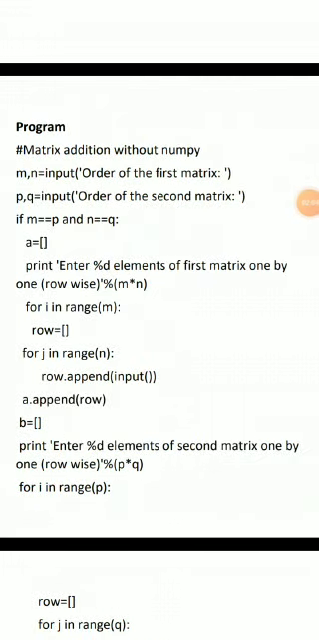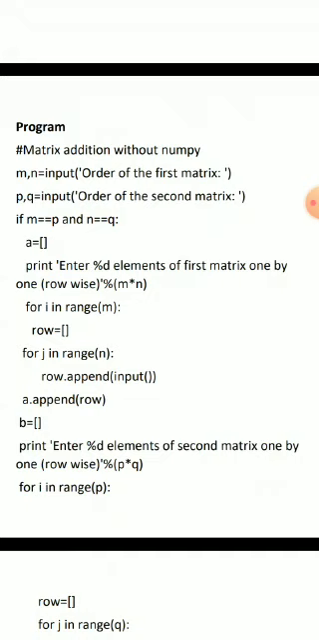define A equal to an empty set. Then print 'Enter the elements of first matrix one by one, row wise' with percent m star n. Then for i in range of m, row equal to an empty set. For j in range n, row dot append input. A dot append row.